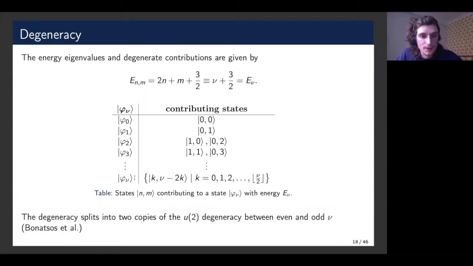And so a general expression for any nu, whether it's even or odd, is given by this set here, where this is the floor function, or the integer part of nu divided by two. And so the symmetry algebra of these degenerate energy levels is well understood, and this splits into two copies of the degeneracy we saw for the isotropic case. So if we consider, for example, just the even values of nu, this has degeneracy one, then this has degeneracy two, and so on and so forth. And so this splits into two copies of the degeneracy of the isotropic oscillator. And this is a more general result. So for the P-1 oscillator, whose frequency in, let's say, the A mode is P times that of the B mode, this will split into P copies of U2 degeneracy.